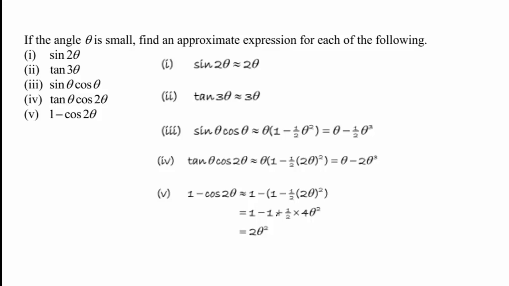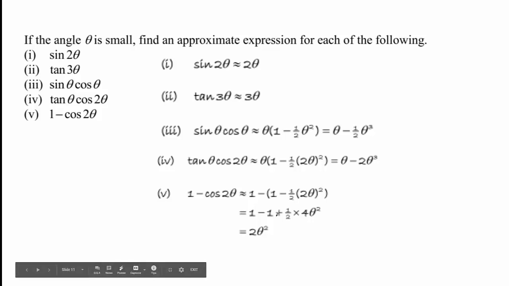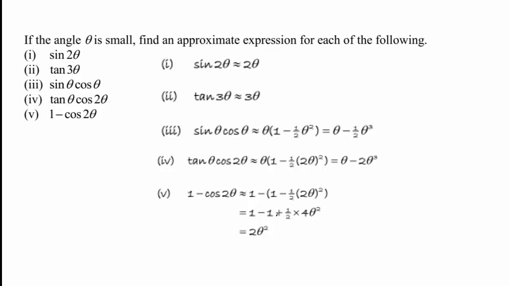For the last one, 1 minus cos of 2 theta. So you're going to replace the cos 2 theta with a 1 minus a half of 2 theta all squared. That gives you 1 minus 1 from there, plus a half times 4 theta squared, which comes all the way down to 2 theta squared.